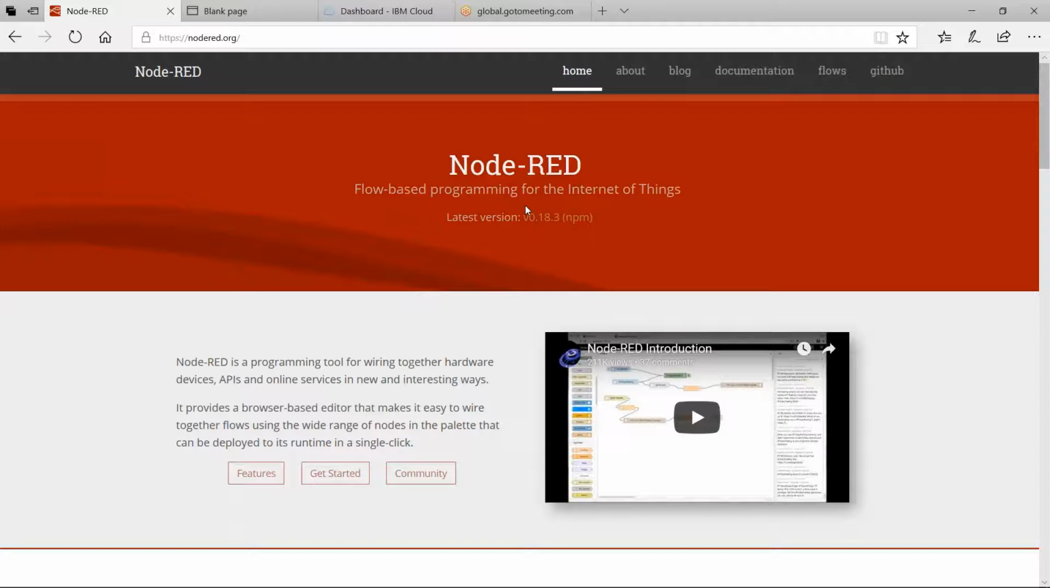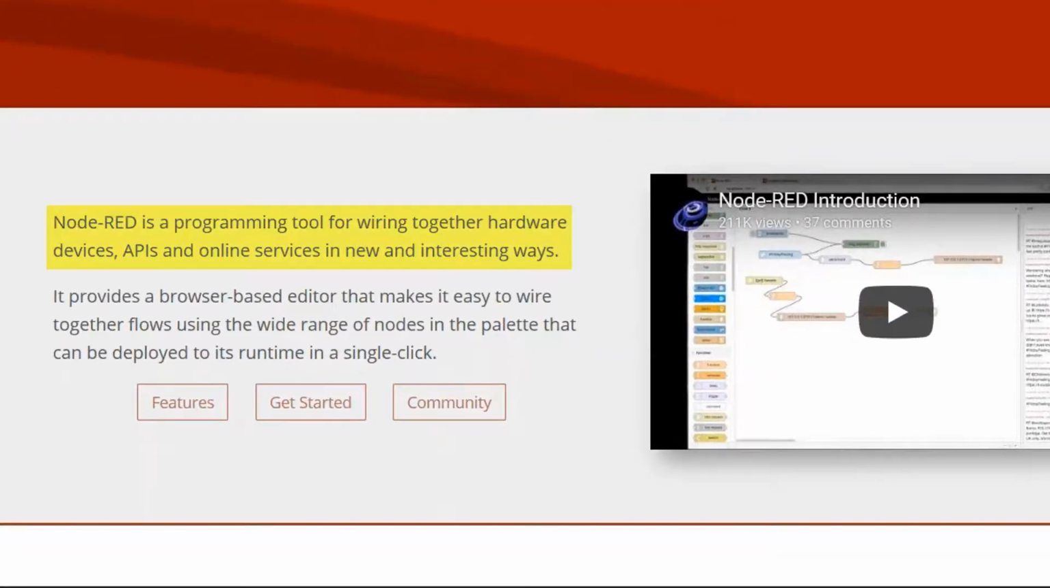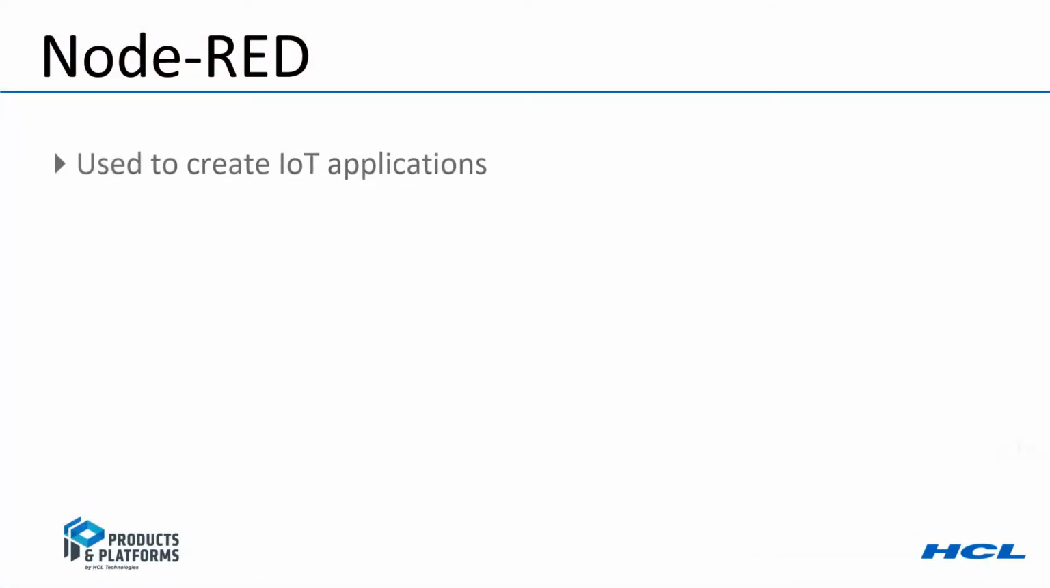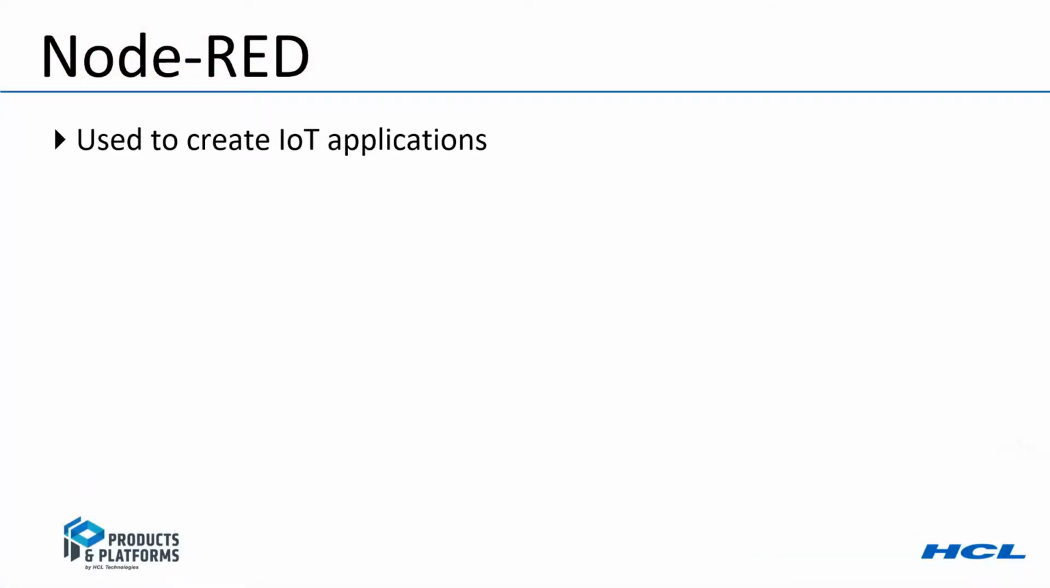As defined on the official Node-RED website, Node-RED is a programming tool for wiring together hardware devices, APIs, and online services in new and interesting ways. Node-RED is used to create IoT applications. Node-RED is built using JavaScript, runs on a Node.js-based runtime, and therefore runs in a web browser.